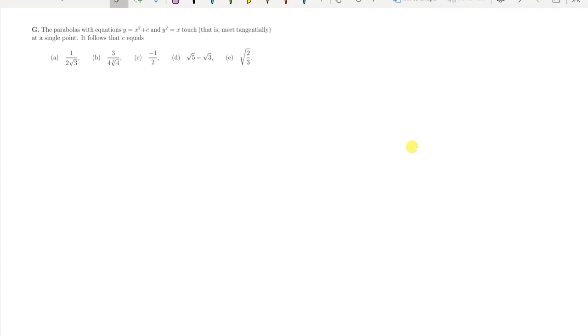So, what's it talking about? It's saying that the parabolas with equations y equals x squared plus c and y equals x squared touch, that is meet tangentially, at a single point. It follows that c equals which of those following options?